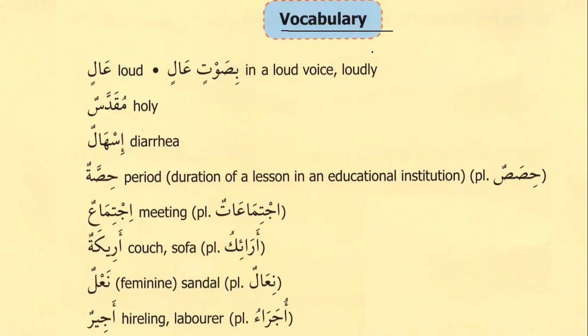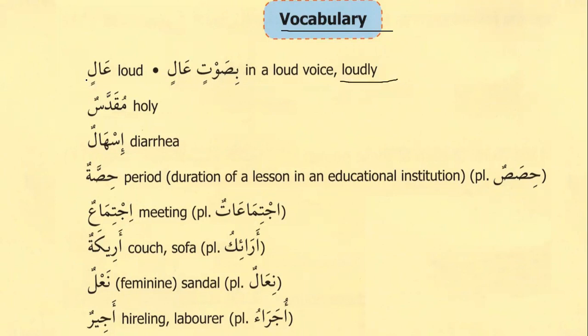We say, basically the Arabs, they use the word Al-Mufradat. Mufrad means one word, singular, and Mufradat will be the plural of that. That means the words that have been put together. So they use the word Al-Mufradat. So the vocabulary, al-mufradat, that we have over here today: alin, bisawtin alin, in a loud voice or loudly.